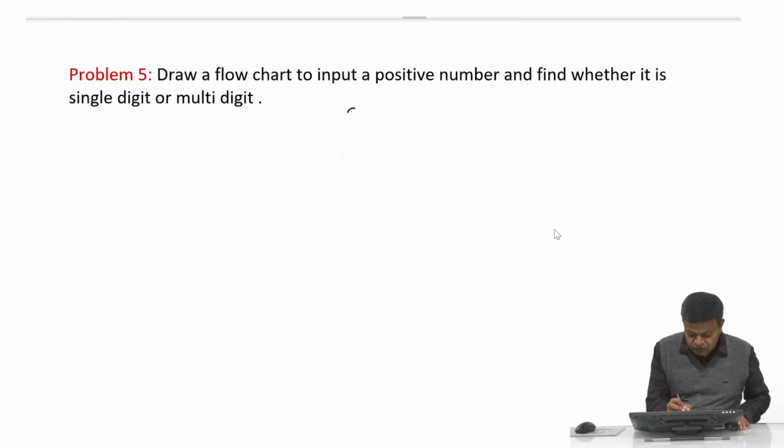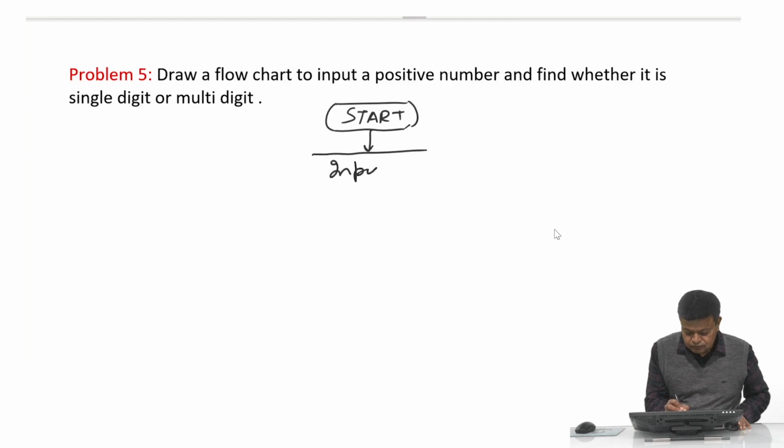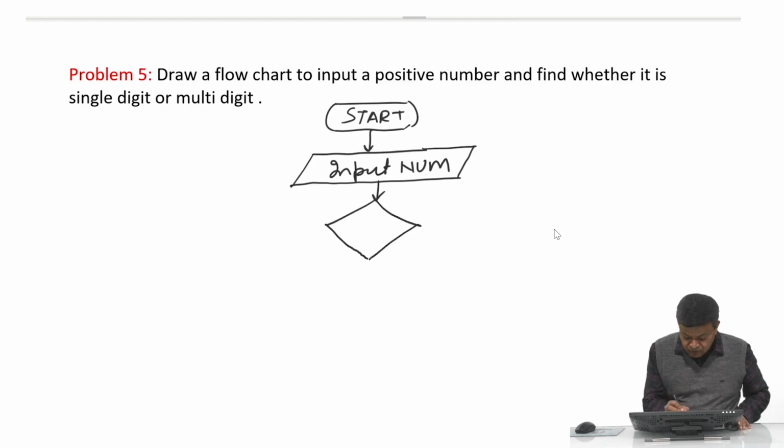So, our flowchart is like this: we start, then we input number. For number I am using an identifier NUM. So, using NUM I will be inputting a positive number. It means we have assumed that the user will always input a positive number, and after this is now decision box. Is NUM greater than 9? So, if number is greater than 9, it means it is a multi digit number.